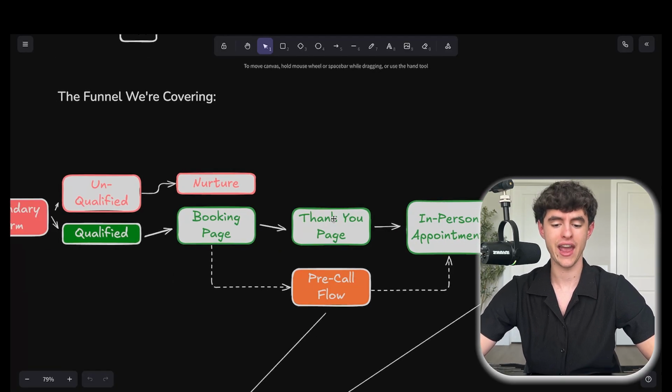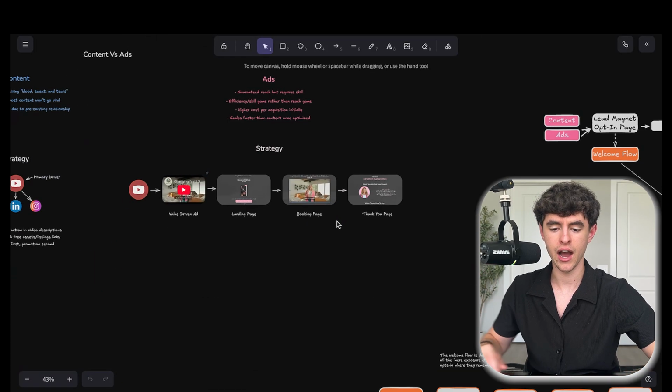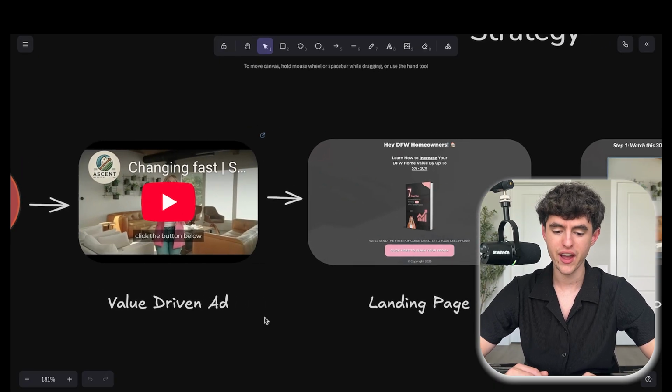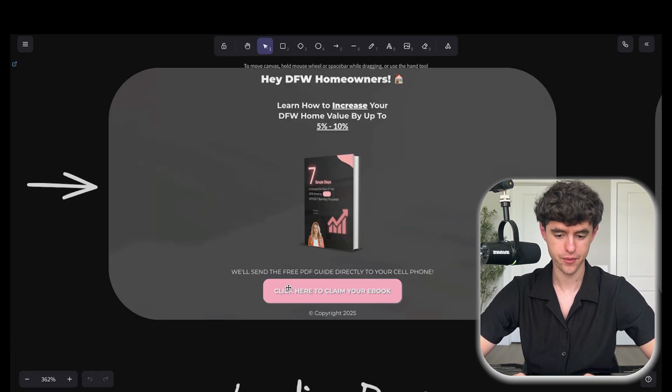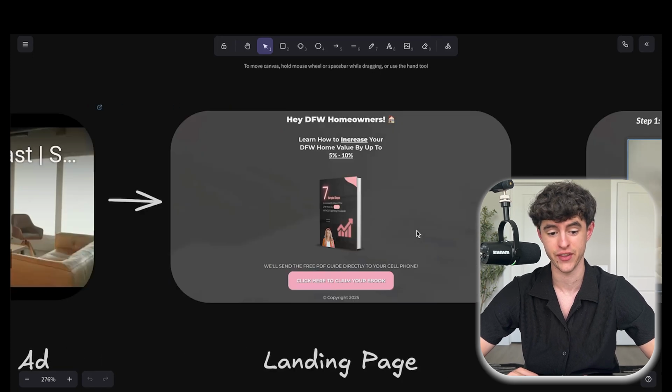You then have a thank you page here, where essentially now they're booked into the pre-call flow. And on the thank you page, you're just going to have your testimonials, all that kind of stuff, etc. And basically, let me show you what that looks like more specifically. So here we have a value-driven ad. We have a landing page that has that piece of content value that you're promising on the ad.